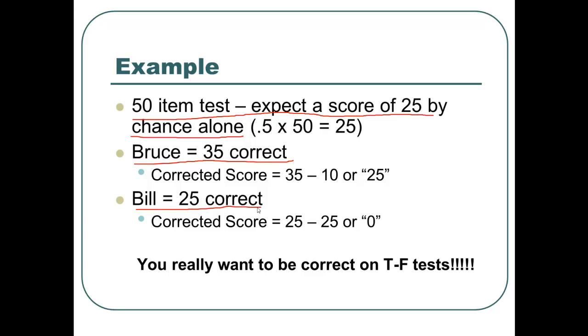If Bruce takes his 35-point score and subtracts 10 from it, you get 25. Bill got 25 correct, so he got basically a difference of 0 on his particular true-false test. And so you really want to be correct on true-false tests.